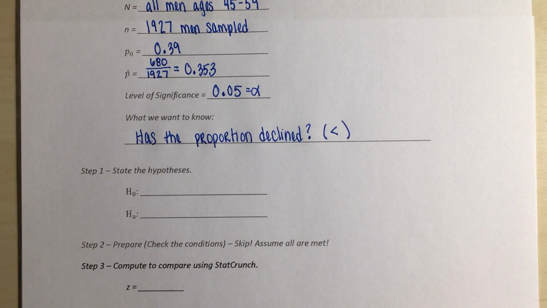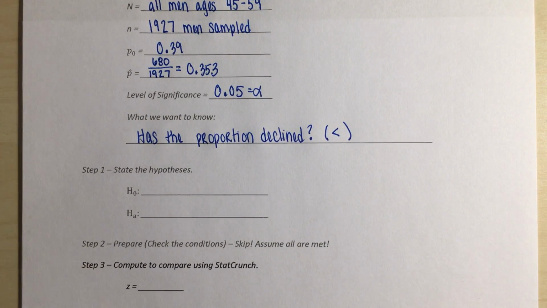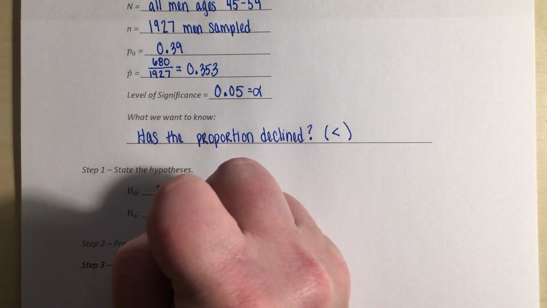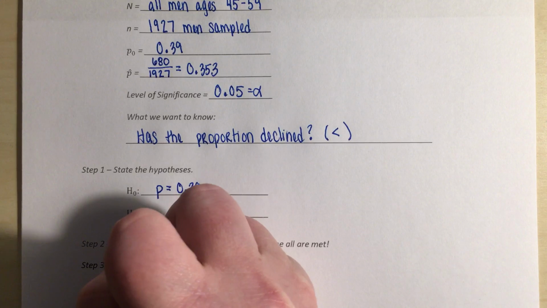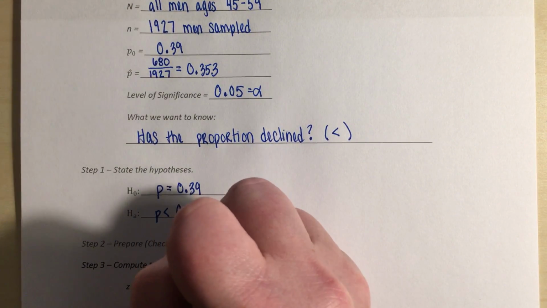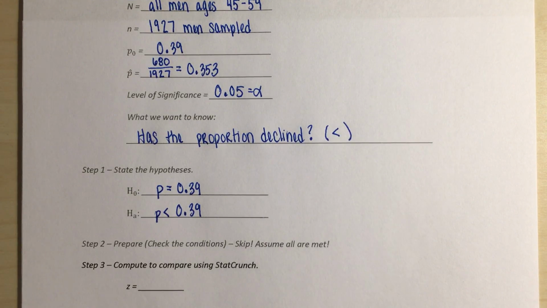All right, so our hypotheses. Remember, we're going to use our P naught value of 0.39. Our null hypothesis always has an equal sign: P equals 0.39. Our alternative hypothesis has it declined: P is less than 0.39. We're going to skip our conditions, and then we're going to go to StatCrunch.